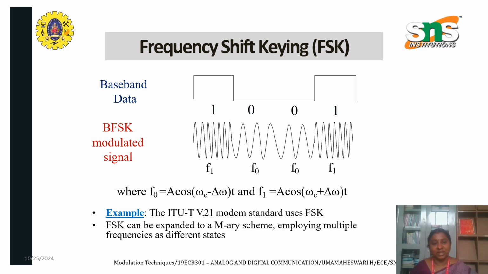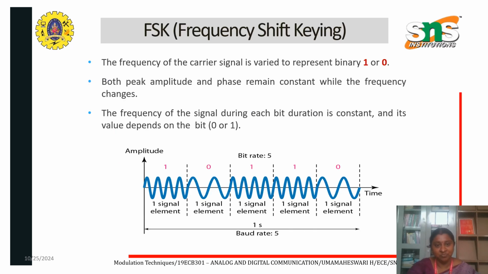Frequency shift keying: baseband data and the binary frequency shift modulated signal. An example is the modem standard that uses FSK. This FSK can be expanded to an M-ary scheme which employs multiple frequencies at different states. The frequency of the carrier signal is varied to represent binary 1 or 0. Both the peak amplitude and the phase remain constant while the frequency changes. The frequency of the signal during each bit duration is constant, and its value depends on the bit 0 or 1.